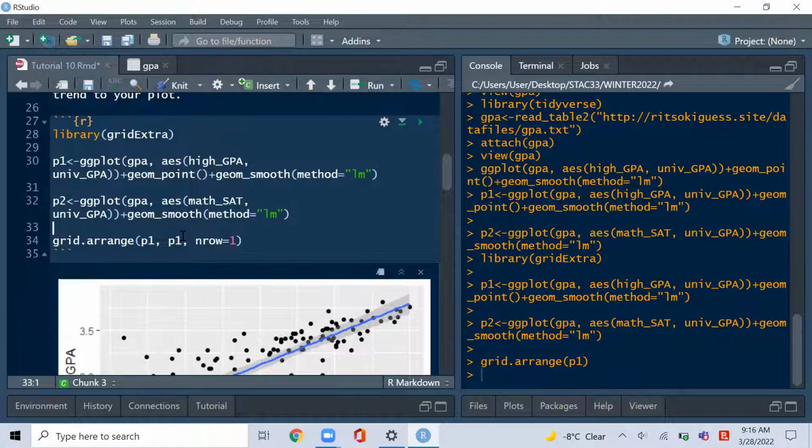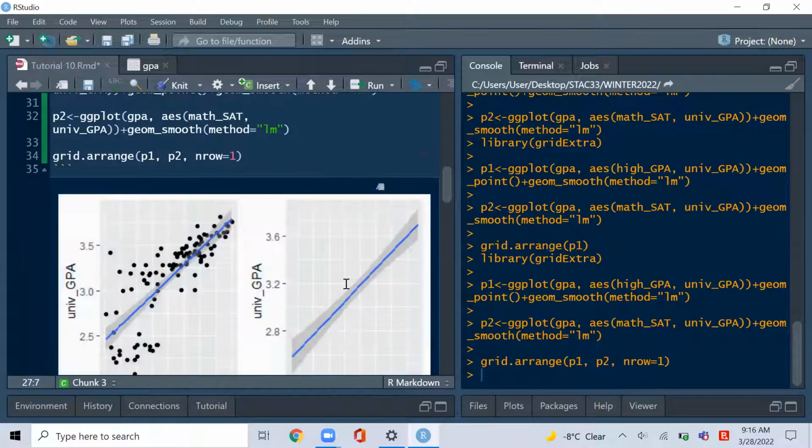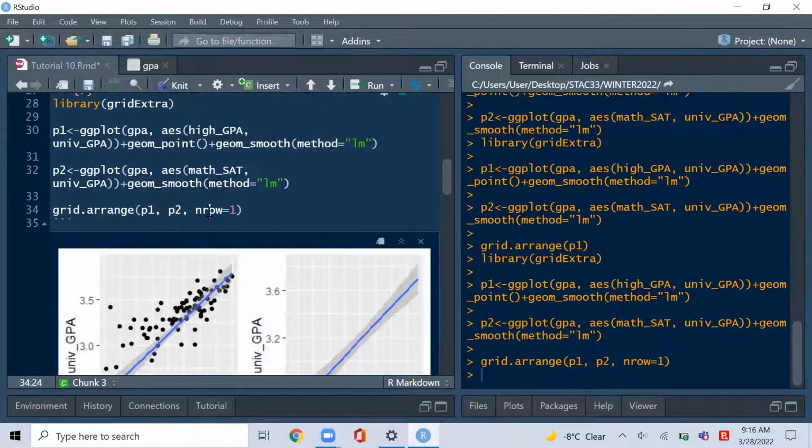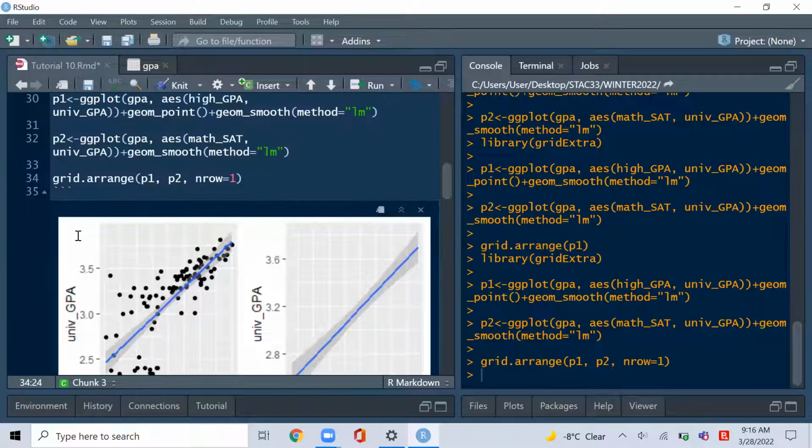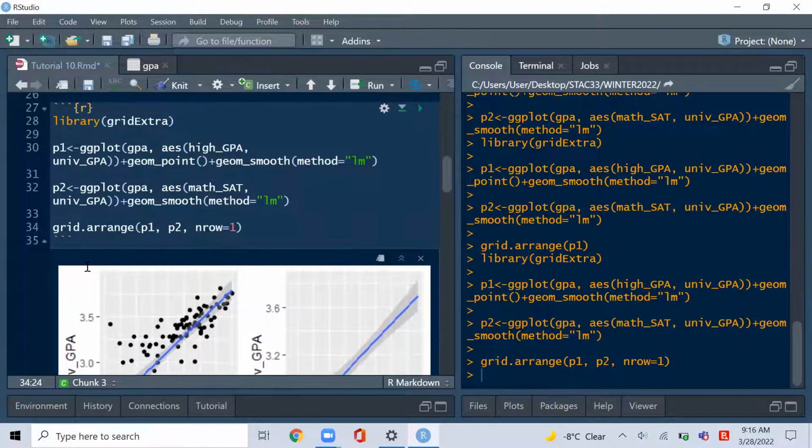Oops. Oh, shoot. Why are there no points for the second model? Let me see, what did I do? Oh, I see why. It's because I forgot to put the points.